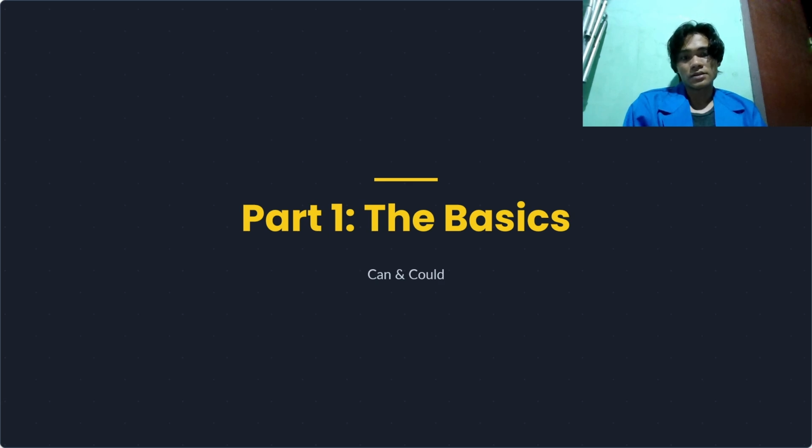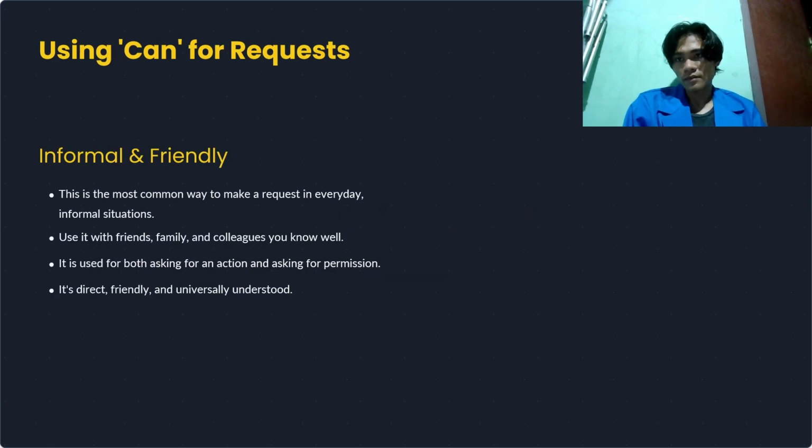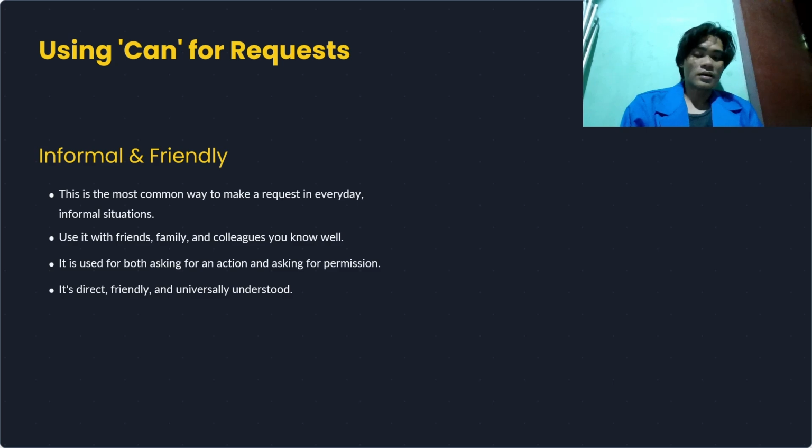Part 1. The basics. Can and could. Using can for requests, for informal and friendly situations. This is the most common way to make a request in everyday informal situations. Use it with family and colleagues. It is used for both asking for an action and asking for permission. It's direct, friendly, and universally understood.